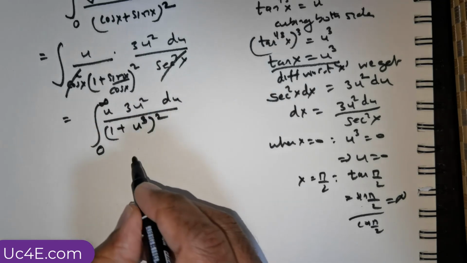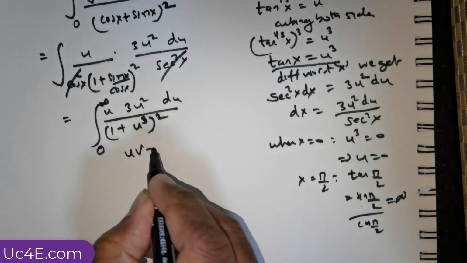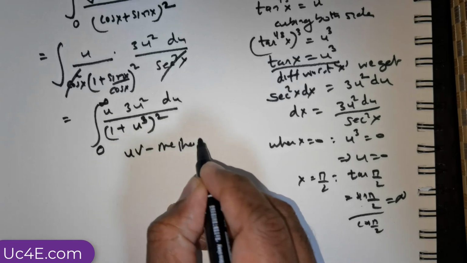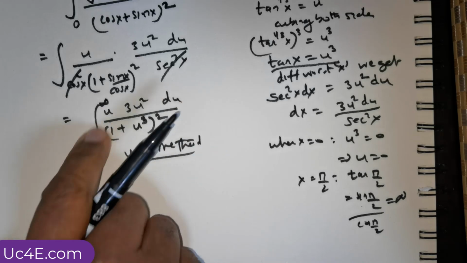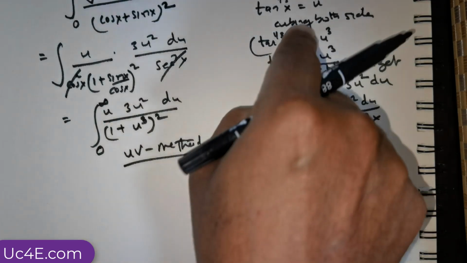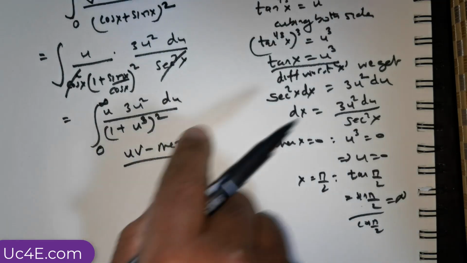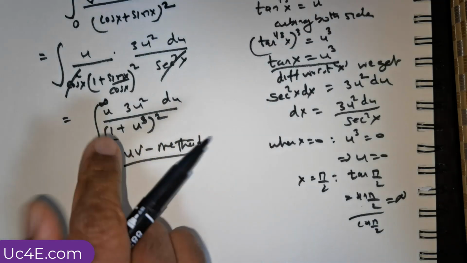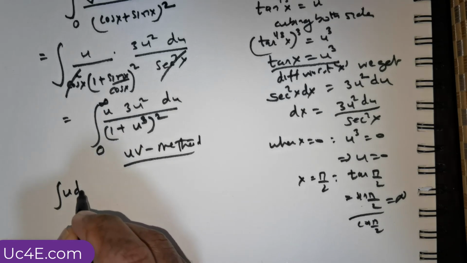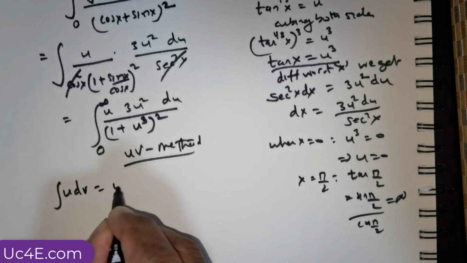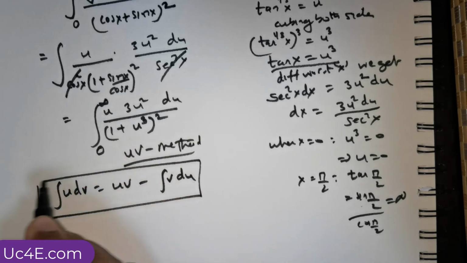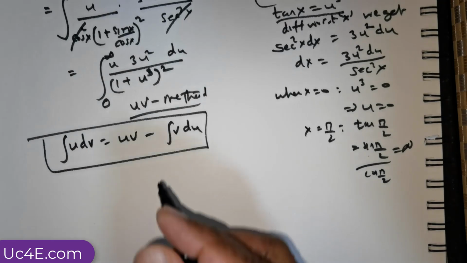Now I would like to apply the UV technique, integration by parts. Of course we have a u here, but since I've taken the entire substitution with u, I don't want to alter it now. So by the UV method, what do we know? We know that the integral of u dv is equal to uv minus the integral of v du. This is a formula that we have studied.